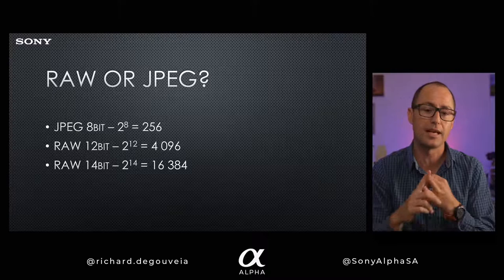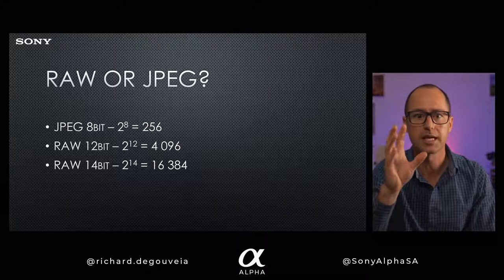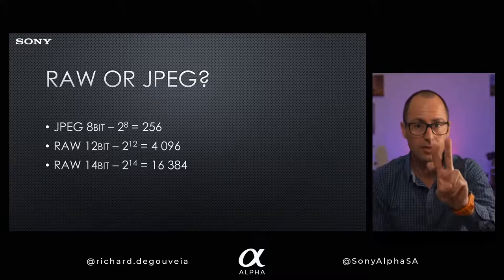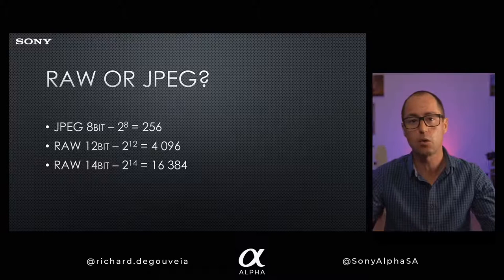RAW is a bigger file, so let's understand what RAW and JPEG are, because this will be a big part of what makes your decision. A JPEG is an 8-bit file, which basically means all computer stuff is a 0 and a 1. So there are two pieces of the puzzle, and there are 8 parts of it. So it's an 8-bit file, so it's 2 to the power of 8. What that means is we have a color gamut from the darkest black to the lightest white of 256 shades of gray between them.